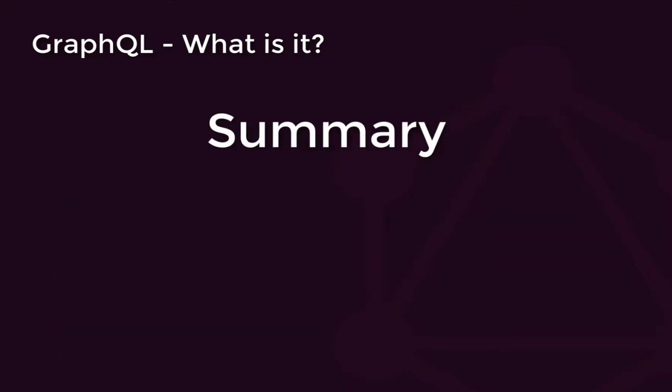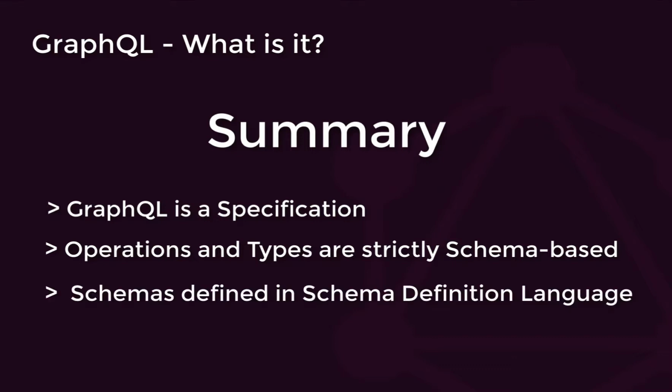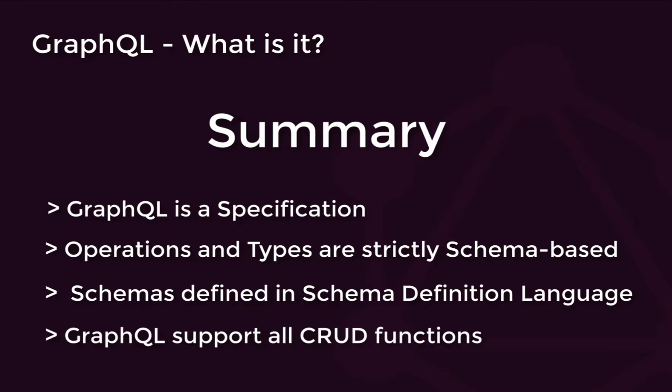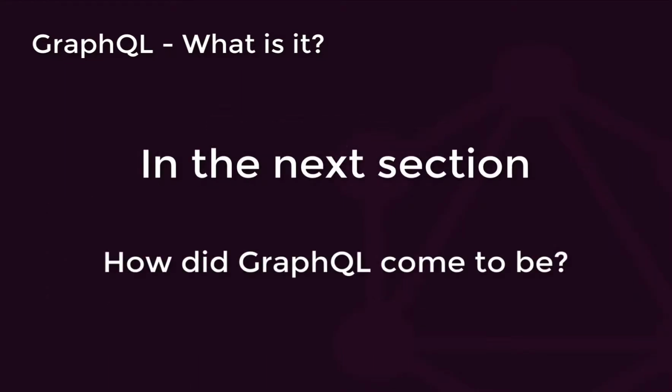In summary, GraphQL is a specification that describes how clients and servers communicate. For a client to understand what it can do and to understand what it can request back, GraphQL relies on schemas to define both. The format schemas can take is defined in the schema definition language. GraphQL also supports all CRUD functionality. In the next section, we'll take a quick look at the history of GraphQL and how it came about and a little bit about why.